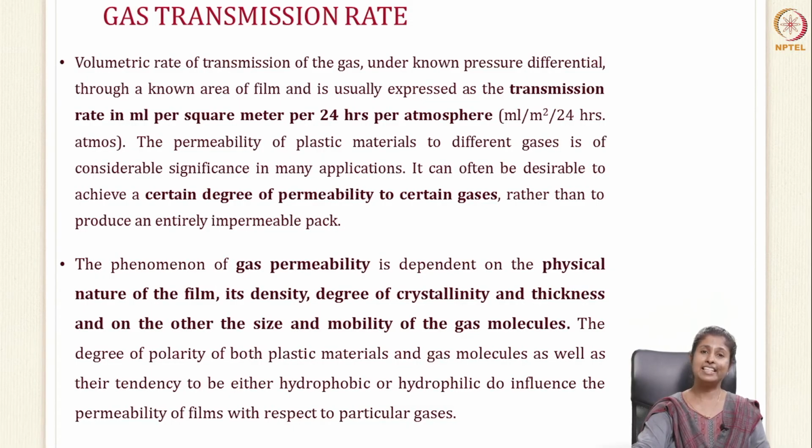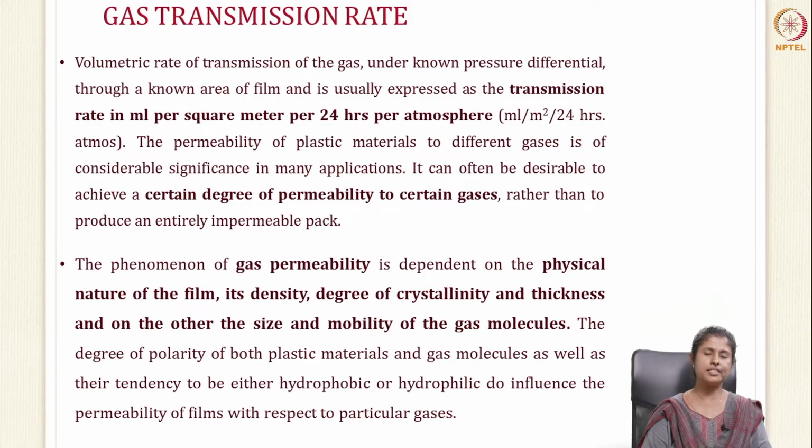Moving on to the gas transmission rate. So we know that many of the products are susceptible to oxygen, carbon dioxide. Some of the products might undergo oxidation and might spoil, especially your fatty foods. So you want a packaging material which is a good barrier against oxygen. In certain other cases, you would like a package to be a little more permeable, especially in fruits and vegetables.